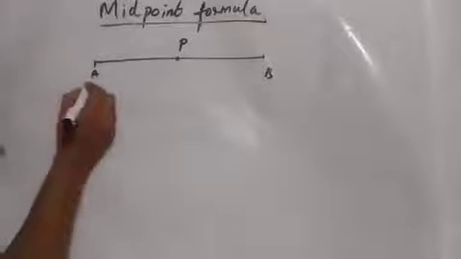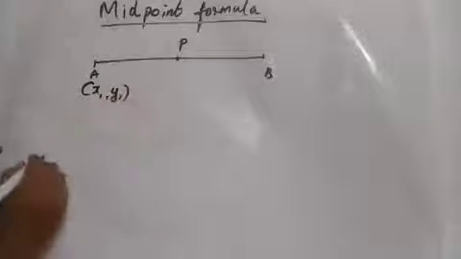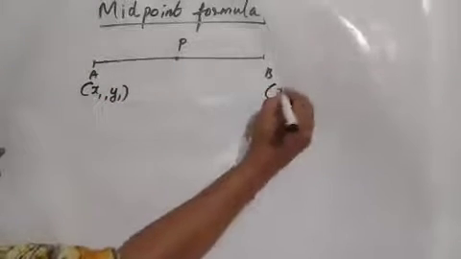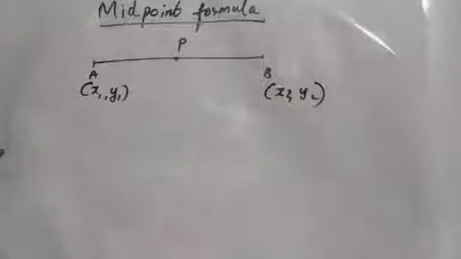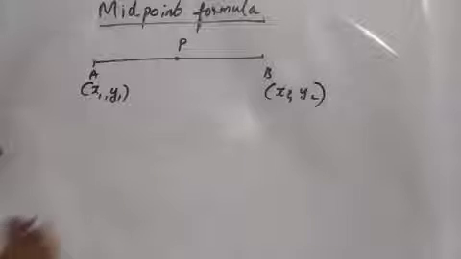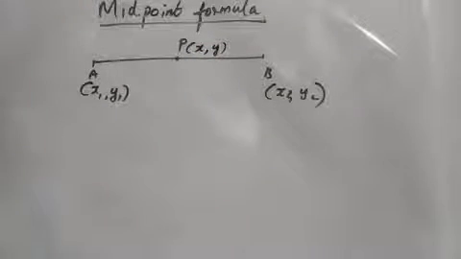To find the midpoint of a line segment, A is a point x1, y1. These are the coordinates of the first point A, and x2, y2 be the coordinates of point B. Then how can we find P, that is the midpoint? Let the coordinates be x, y. How can we find P? We know the coordinates of the two points A and B.